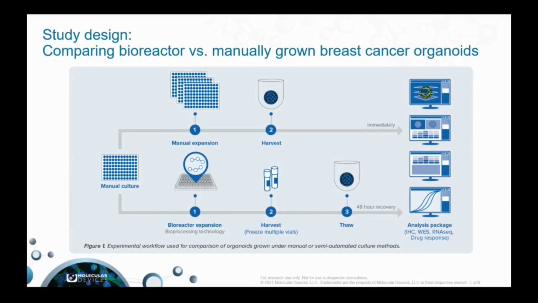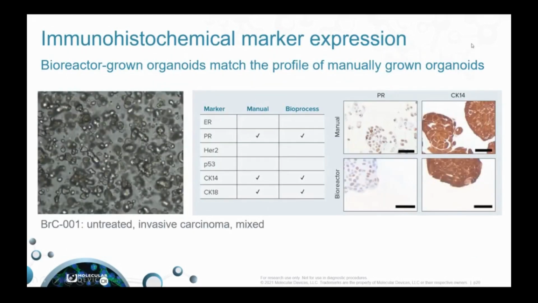After harvesting, the organoids were then analyzed. And do note that for the bioreactor expanded organoids, they were harvested, frozen in cryovials, thawed before analysis. And we did this because we wanted to simulate what a user would be doing for the experiment. As part of the analysis package, we ran immunohistochemistry studies, whole exome sequencing, RNA-seq, and also a functional dose response study. So on to the immunohistochemical study.